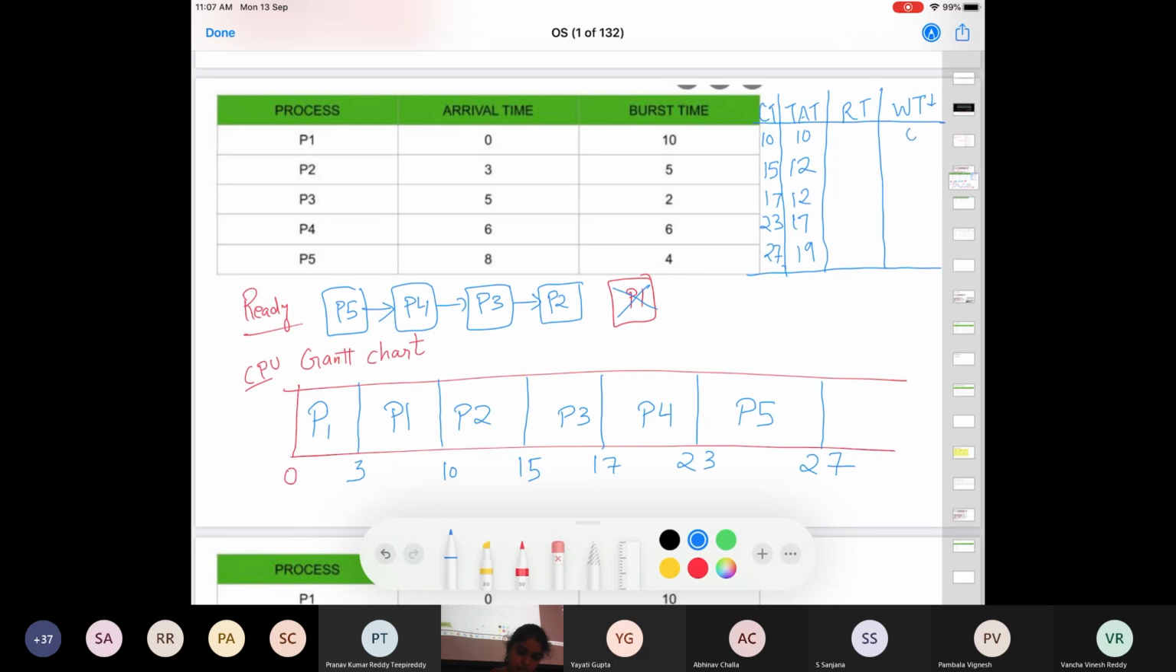So how much is it? So process 1, it never waited. It came at 0 and it got a CPU at 0. Let's look at process 2. It came at 3 and got the CPU at 10. So it's actually 7. Right? So the formula which I told you was wrong. I messed up. Let's see what exactly is the waiting time in terms of completion time and turnaround time.